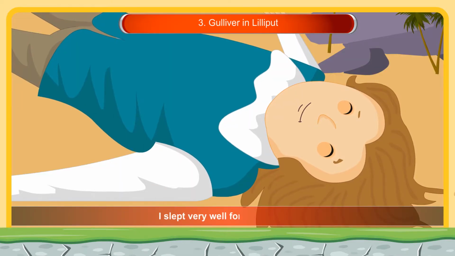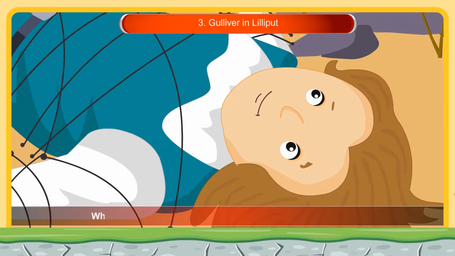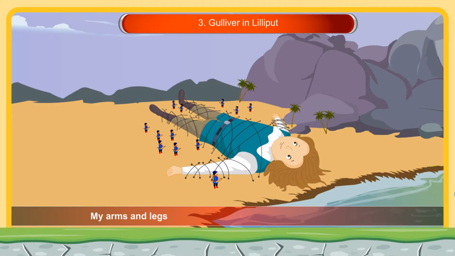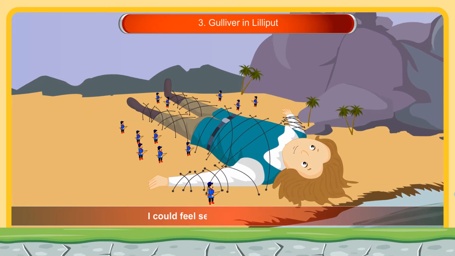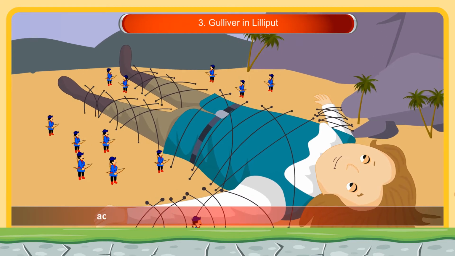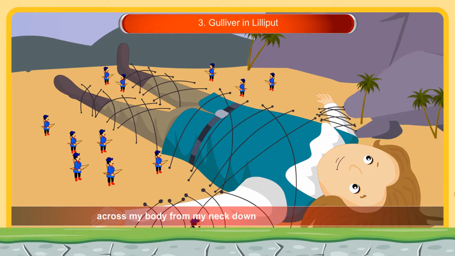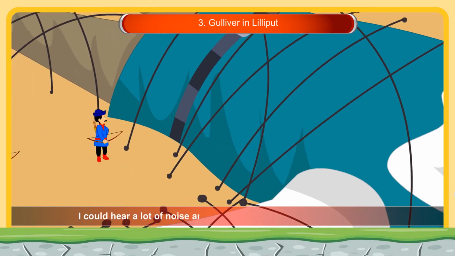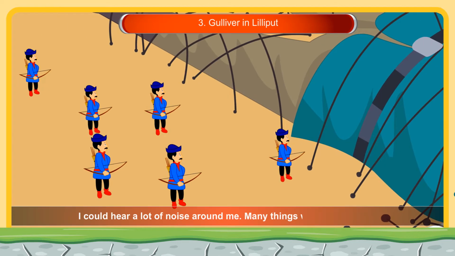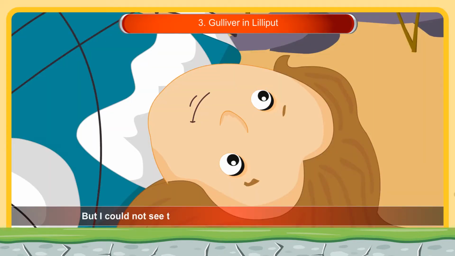I slept very well for several hours. When I woke up, I tried to get onto my feet, but I could not move. My arms and legs and my long thick hair were tied to the ground. I could feel several thin pins of string across my body from neck down to the bottom of my legs. The only part of my body that I could move was my eyes. I could hear a lot of noise around me. Many things were moving about, but I could not see them.